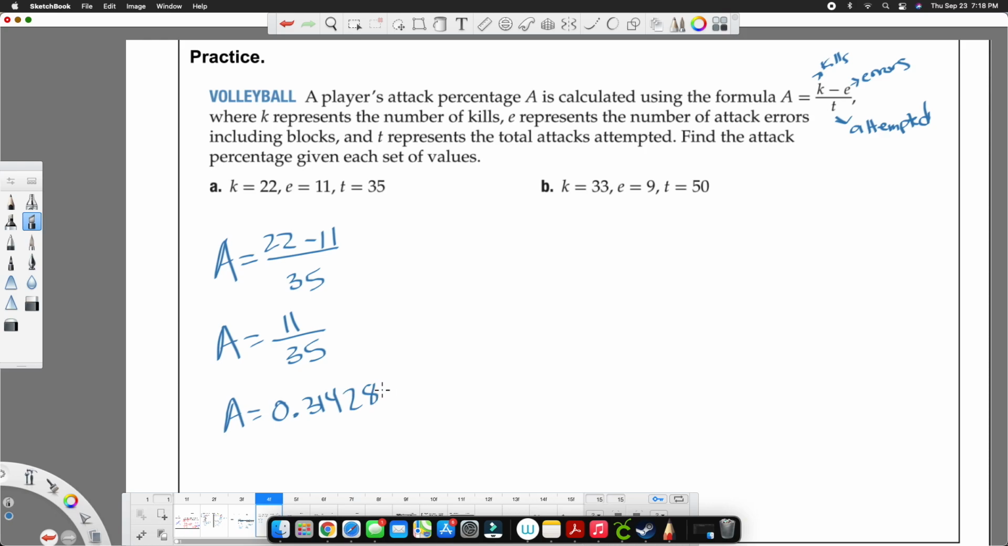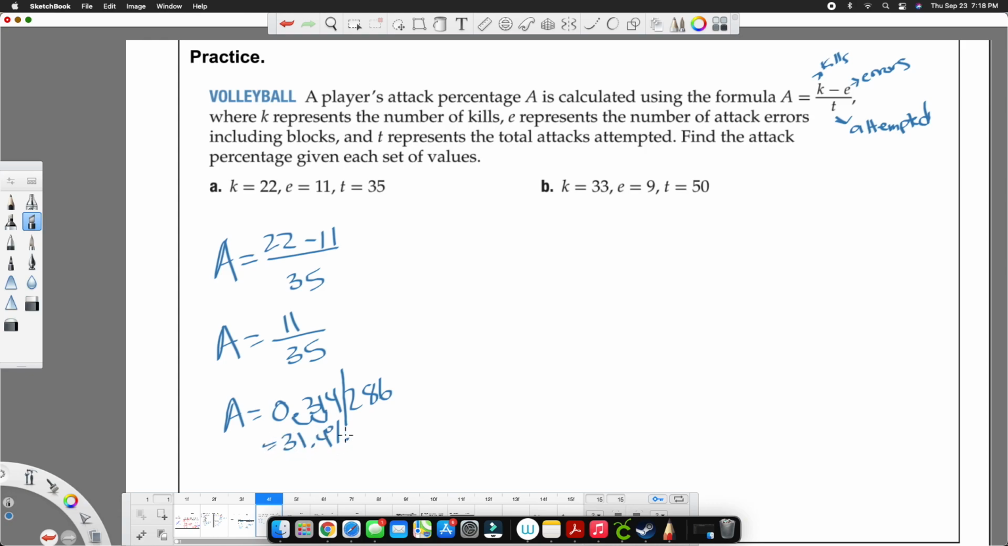So I'm just going to go ahead and cut it off at the thousandth there so that we have some kind of cutoff. Usually the program will tell you what it wants you to round it to, either a whole percentage or something along those lines, or a tenth or a hundredth, thousandth, whatever. So remember, we need to move this decimal twice for percentage. So A would equal 31.4%.